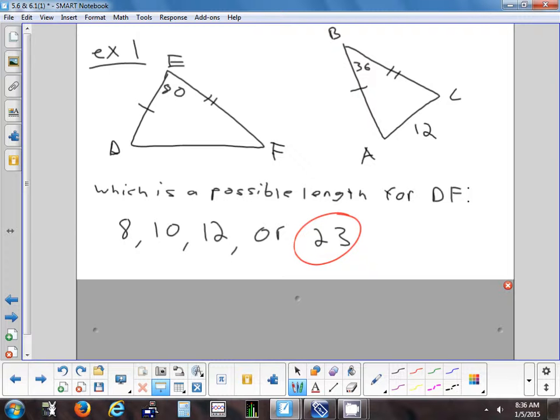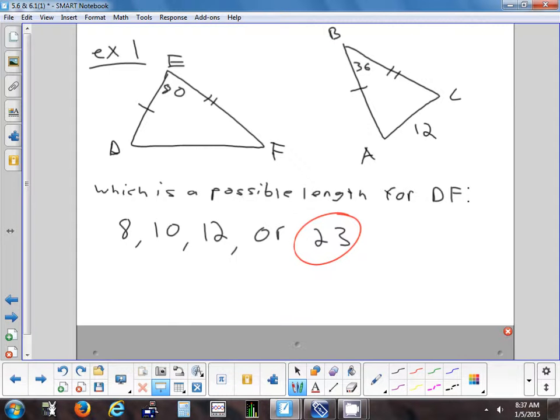How could it be equal to 12? What would angle E have to be to make DF exactly 12? We could answer that. I don't know if 23 is exactly right here, but the angle would have to be 36. If angle E was 36, then these triangles would be congruent by side angle side, and DF and AC would be the same. But in this case, we're using the Hinge theorem. Any question on how we got 23?